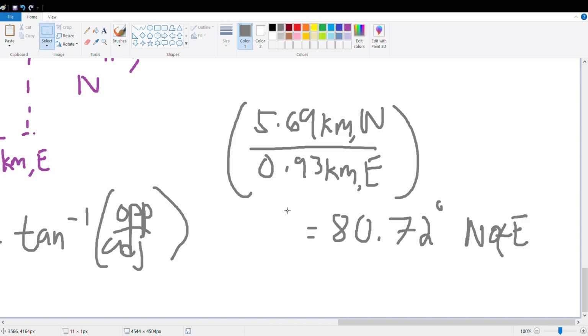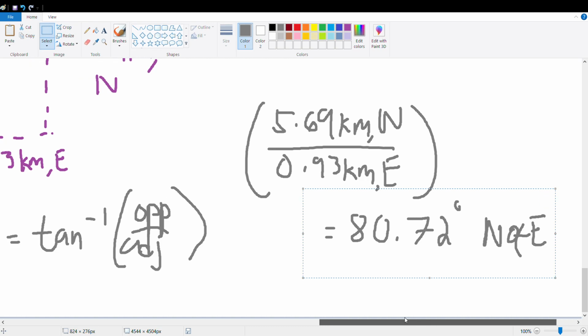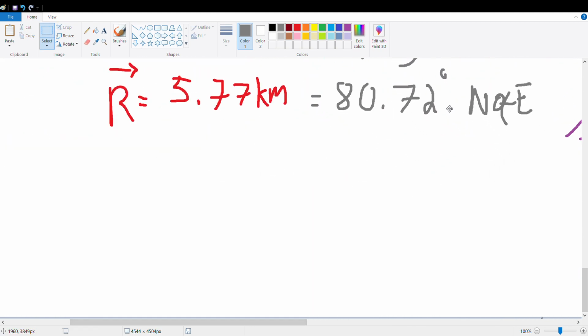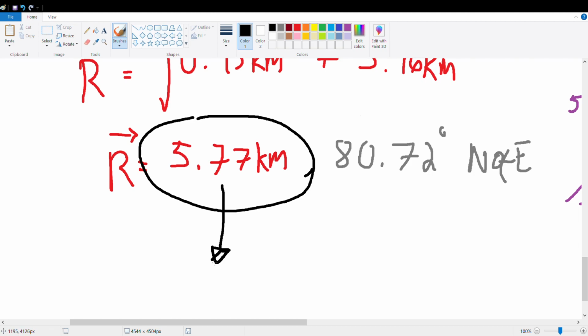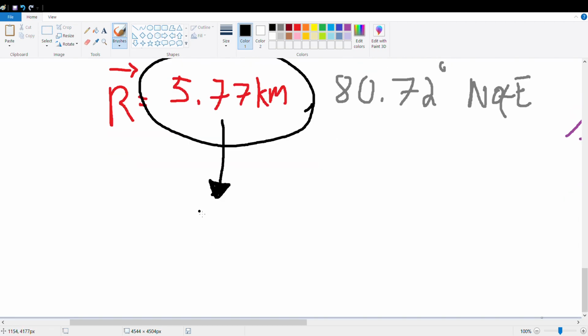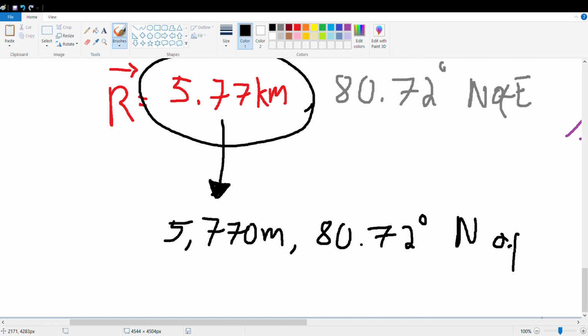So we combine the angle and the magnitude. So the answer is 5.77 kilometers, 80.72 degrees north of east. Or you can convert 5.77 kilometers into meters, which is basically 5,770 meters, 80.72 degrees north of east. Boom, easy.